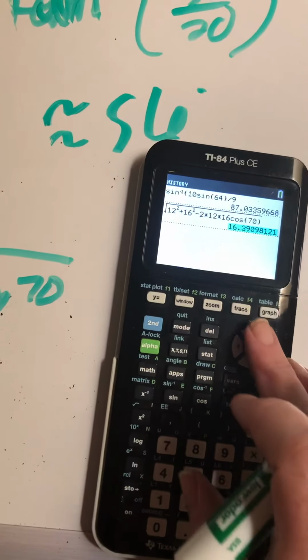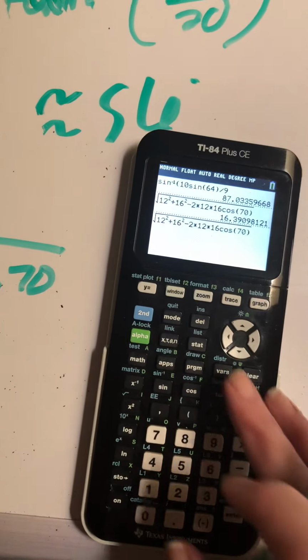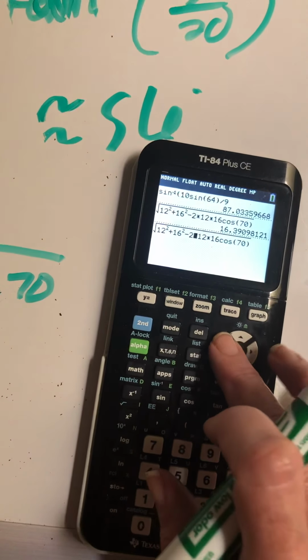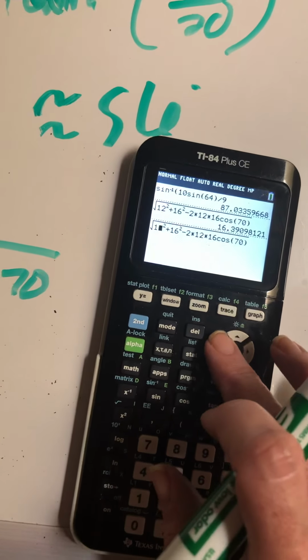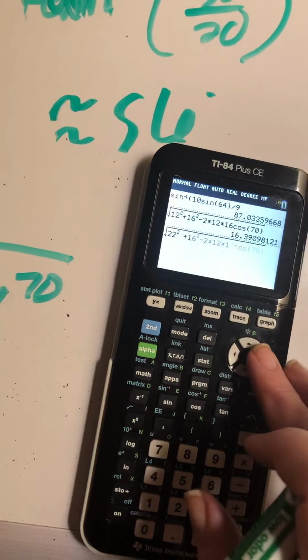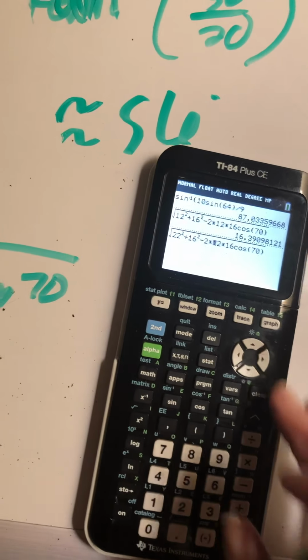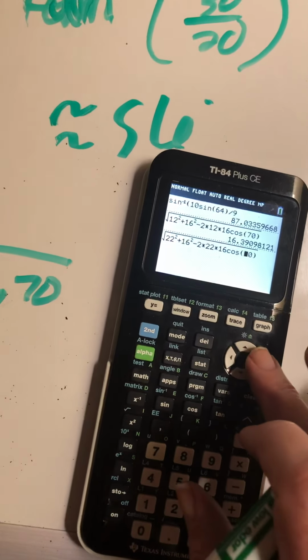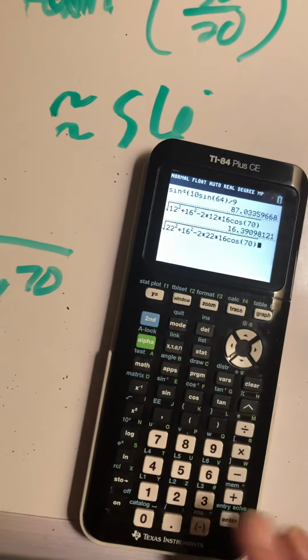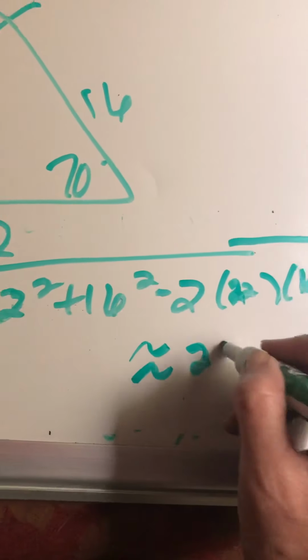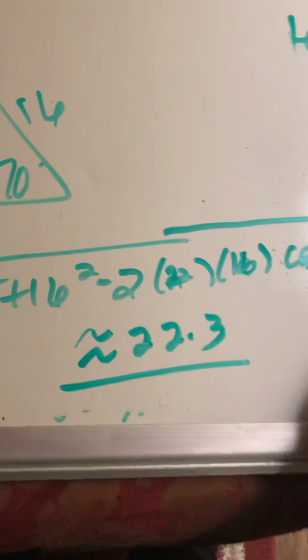So let me go back and make everything a 22. That should be a 22. So that's a 22. And that's a 22. There we go, 22.3. So about 22.3 is what that should be.